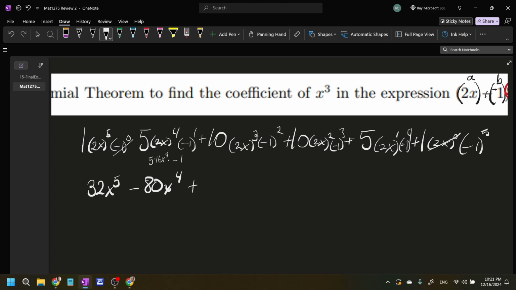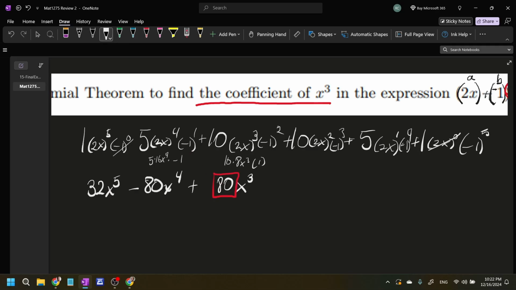We've got 2x cubed, and 2x cubed, 2x times 2x times 2x is 8x cubed, and we're multiplying this by 10, and -1 squared is 1. So this is just going to be 80x cubed. And because they're asking us to find the coefficient of x to the 3rd power, we're done. We can stop there. Our answer is 80.